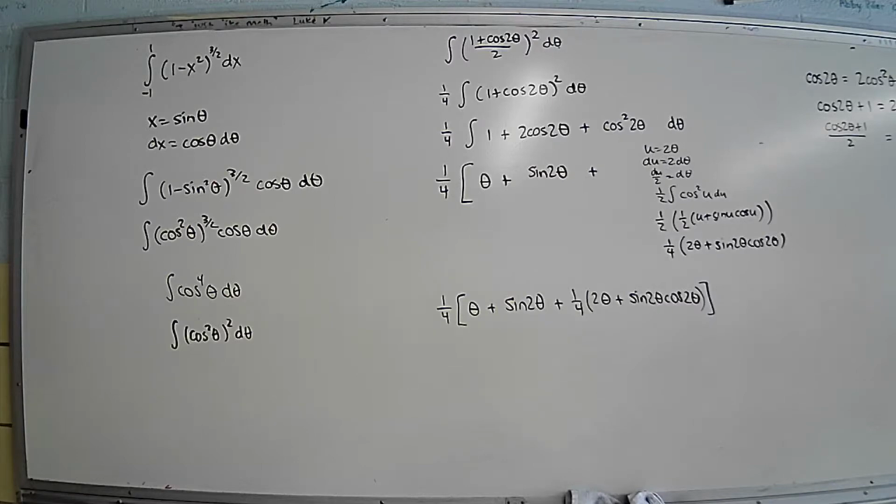Because what do I have to do? What do I got to do? I either have to put it back in terms of x, or leave it in terms of theta and change the bounds. Like when we do a U sub, we change the bounds. We can do the same thing here. We could leave it in terms of theta and change the bounds. But let's put it back in terms of x, because everything's going to come full circle here.